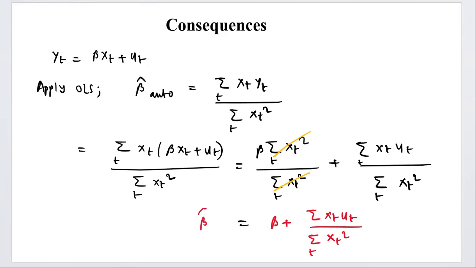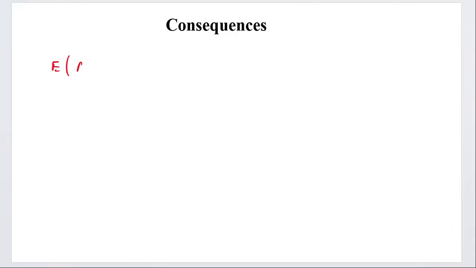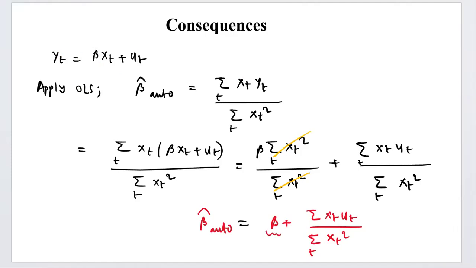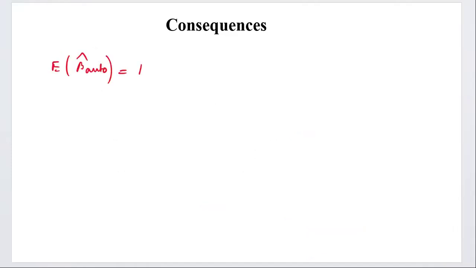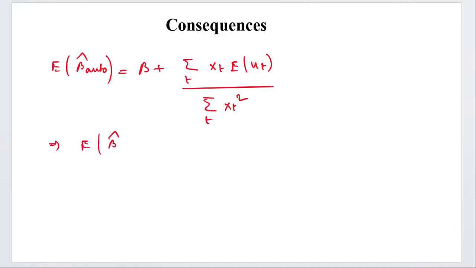And this will be beta cap auto. Now what do you do? Simply take expectations on both sides. So expectation of beta cap auto. See, this is a fixed parameter. Expectation of beta is simply beta. So write beta here and then summation t xt, and expectation will be on ut upon summation t xt square. So expectation of beta cap auto will be simply beta, since expectation of ut, as we have found out, is 0.